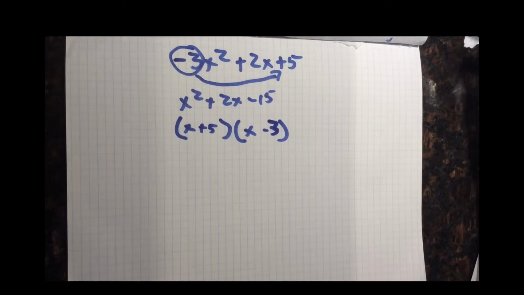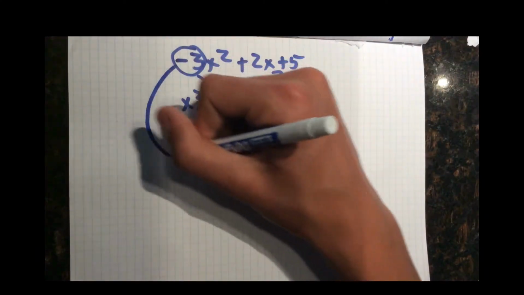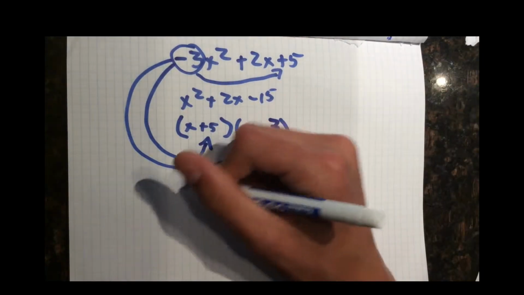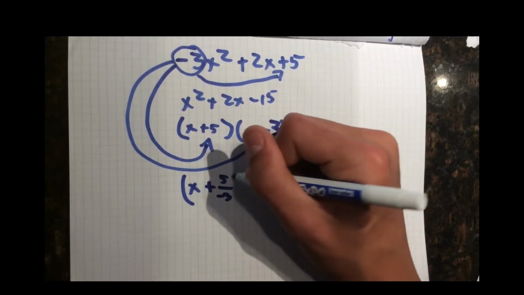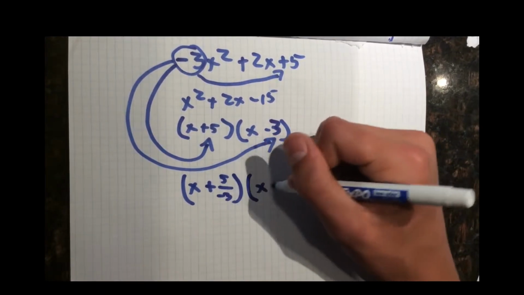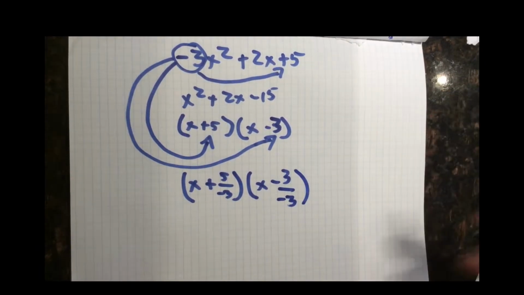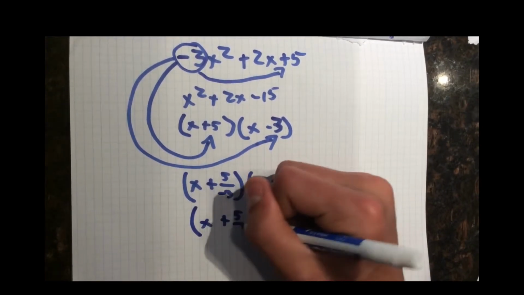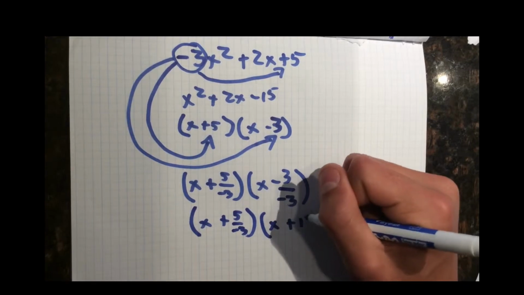Okay. Now, what we're going to want to do is take our leading coefficient a and divide it by these. So we'll get x plus 5 divided by negative 3, x minus 3 divided by negative 3. Next we're going to want to simplify. Just x plus 5 over negative 3, x plus 1.